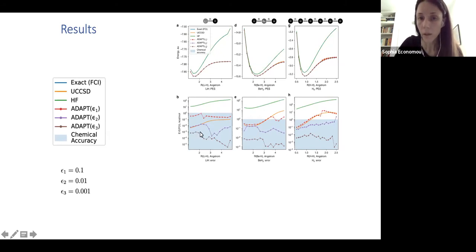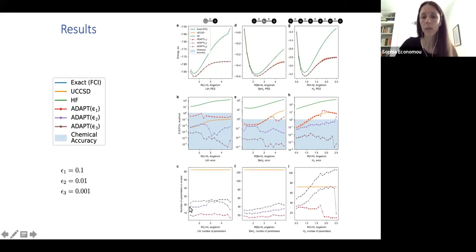And you see here that the more tight versions of ADAPT do much better than UCCSD. But what's even more important is that they do better with much fewer optimization parameters. So here UCCSD, because it's a fixed ansatz, right? It's the same no matter where I am in the interatomic distance. I have the same number of parameters.